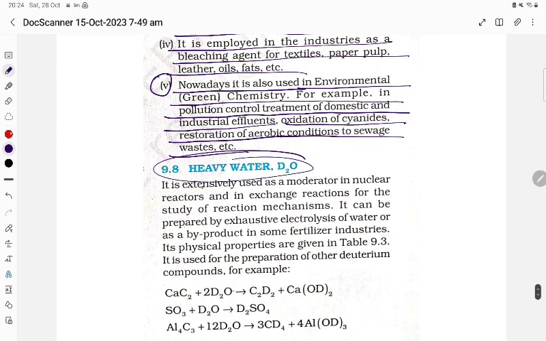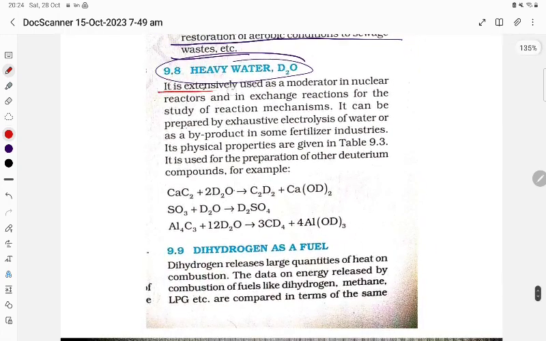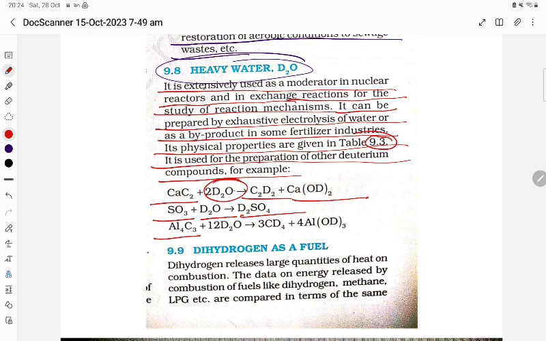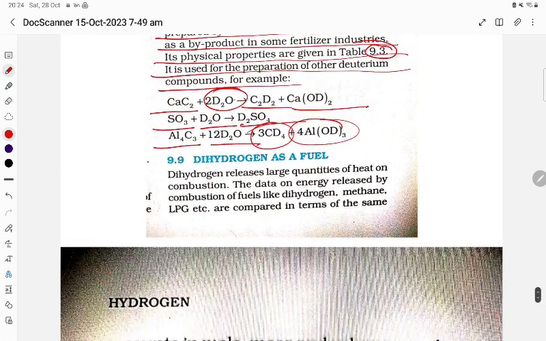Heavy water is extensively used as a moderator in nuclear reactors and in exchange reactions for the study of reaction mechanisms. It can be prepared by exhaustive electrolysis of water or as a byproduct in the fertilizer industry. Its physical properties are given in table 9.7. It is used for the preparation of other deuterium compounds like CaC2 + 2D2O giving C2D2, SO3 + D2O giving D2SO4, and Al4C3 + 12D2O giving 3CD4 + 4Al(OD)3.